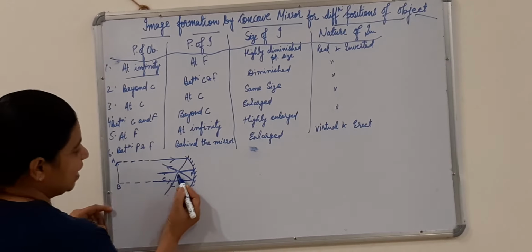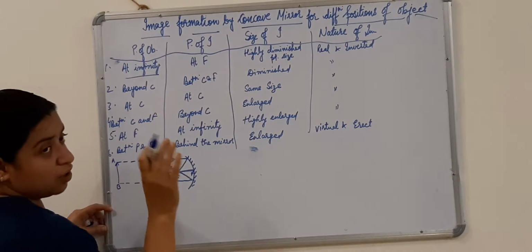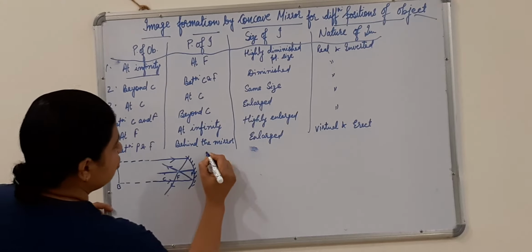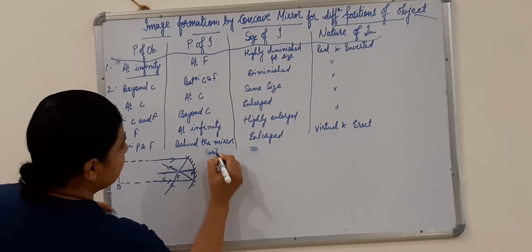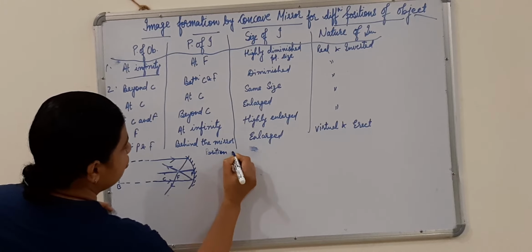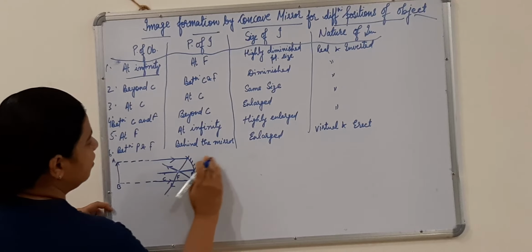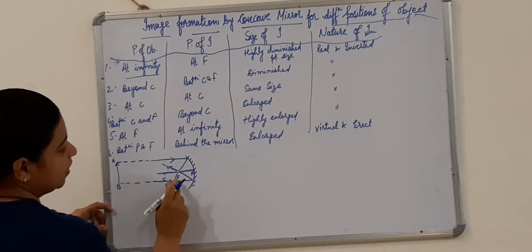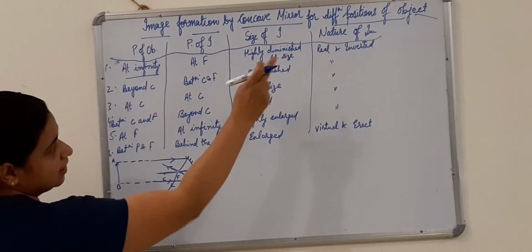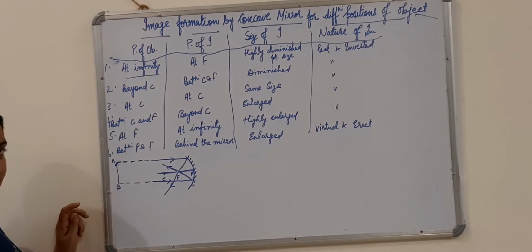Now you have to answer 3 questions. Position of the image, like it's written here. You will write where? At F. Size of the image, highly diminished, point size. Nature of the image, real and inverted. This is the first case of how we draw the ray diagram in case of a concave mirror.